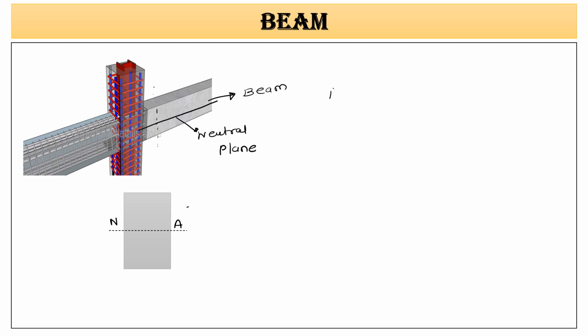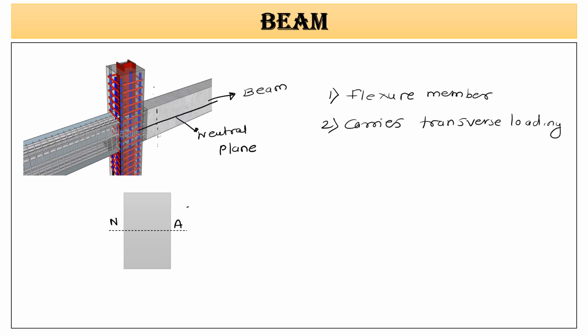So a beam is nothing but a horizontal structural member or a flexural member, because in a beam bending happens, and a beam carries a transverse loading. Transverse loading is nothing but loading perpendicular to the neutral axis. So this is the beam.